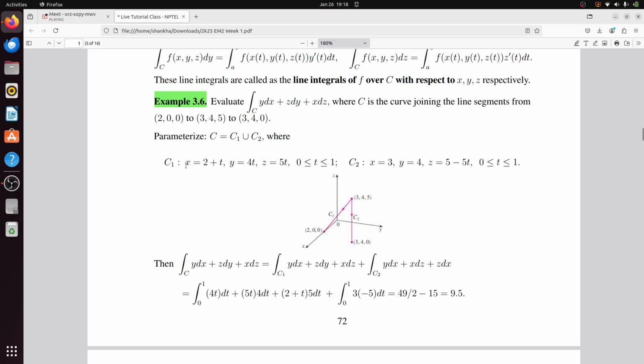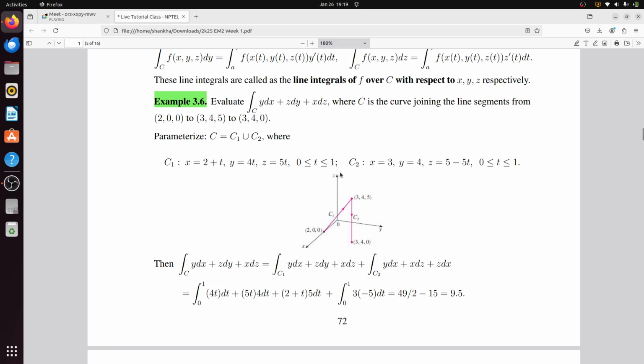Okay, so you need a transformation like 2 0 0 to 3 4 5. So that will be x equal to 2 plus t, your y will be 0 to 4, so 4t, and z equal to 5t. So 2 0 0 to 3 4 5, with 0 less than or equal to t less than or equal to 1.